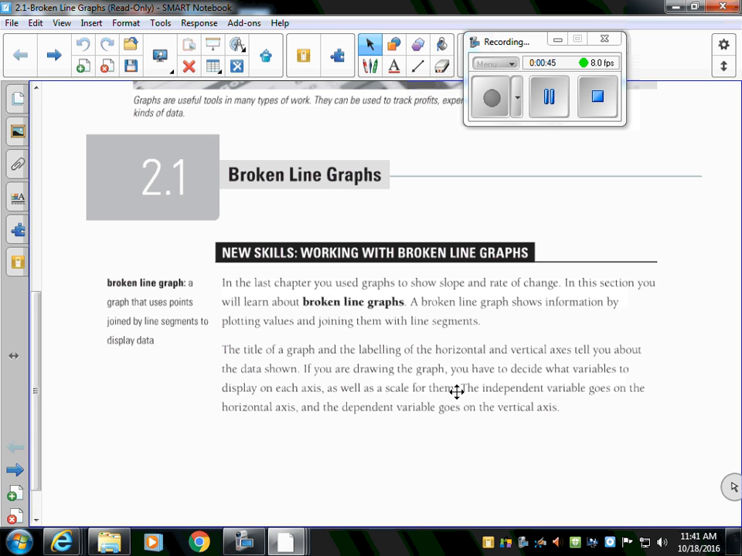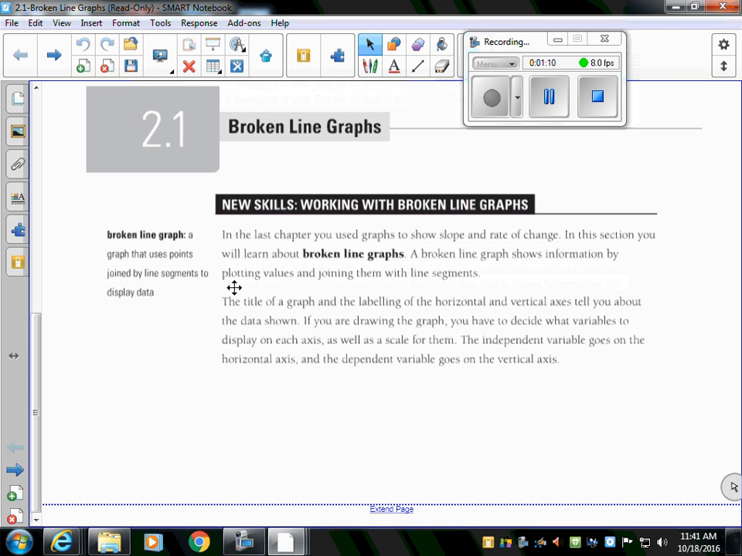When you draw your graph, you have to decide which variable goes on each axis as well as the scale for them. The independent variable goes on the horizontal one. That's the one that we're choosing. Lots of times it's time. And the dependent variable goes up the vertical axis, the things that change over time and stuff like that. So a lot of times time will always go on the x-axis, and the dependent variable will go on the vertical.